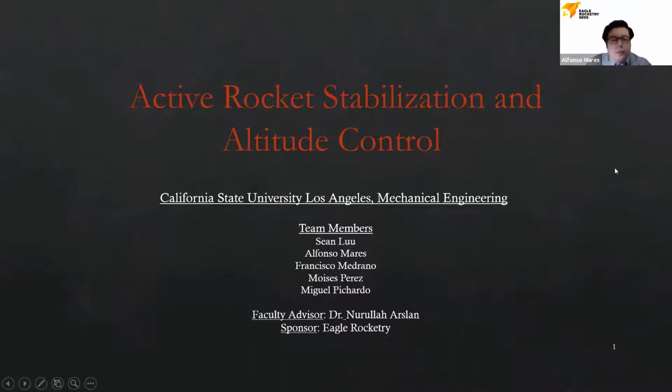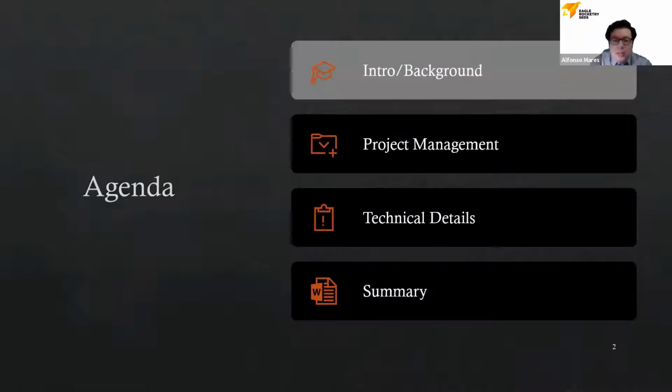And we're live. So we are the active rocket stabilization and altitude control team here at California State University, Los Angeles. Here are my team members, Sean Liu, Francisco Medrano, Moises Perez, and Miguel Pichardo, with our faculty advisor, Dr. Nurullah Arslan, our sponsor, Eagle Rocketry. And here's my name, Alfonso. So we're going to move on to the next slide, which is the intro and background.